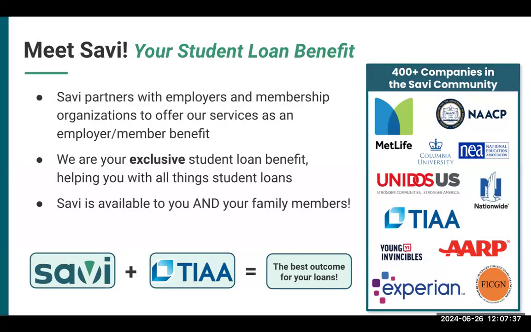Savi is your student loan benefit, and we work by partnering with employers and membership organizations to offer our services. We are your exclusive student loan benefit, and we can help you with any and all things student loans. We like to say that no concern is too big or too small. And the great news is we are also available for your family members. So if anyone in your family has student loans, maybe you're joining this workshop to get some info for them, the great news is that they can sign up just like you and get help with their unique situation. It's our goal that by Savi and TIAA working together, we can help all of you to find the best outcome for your loans.